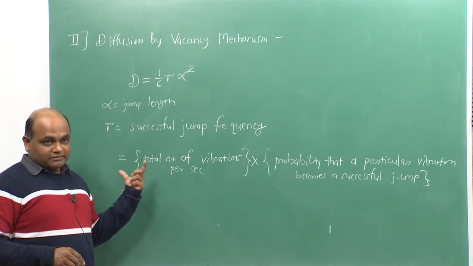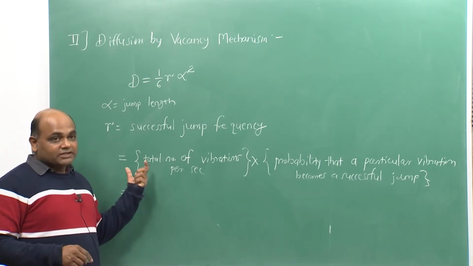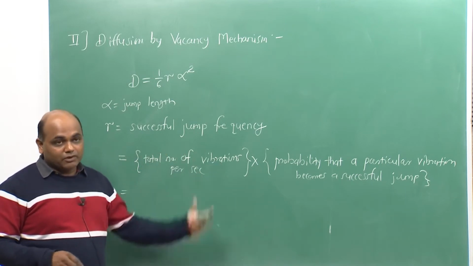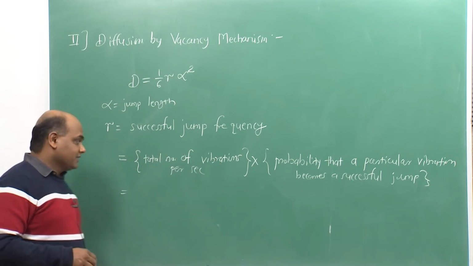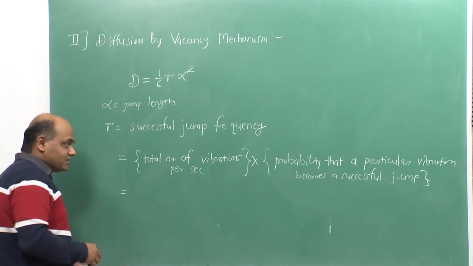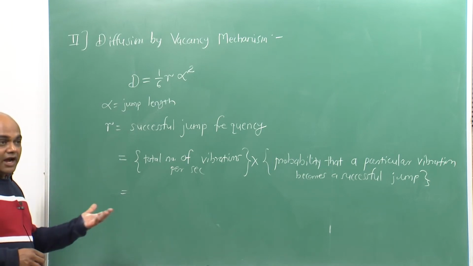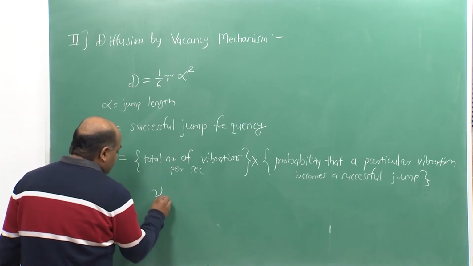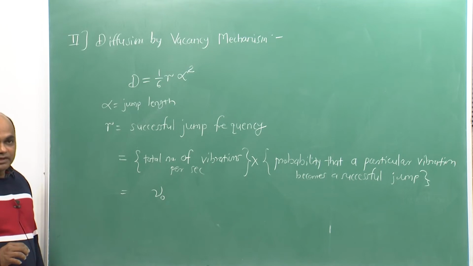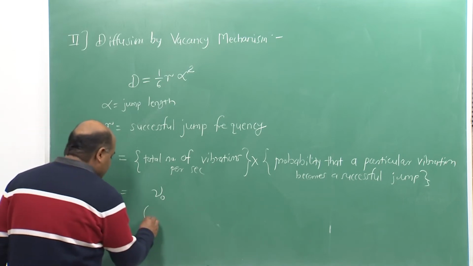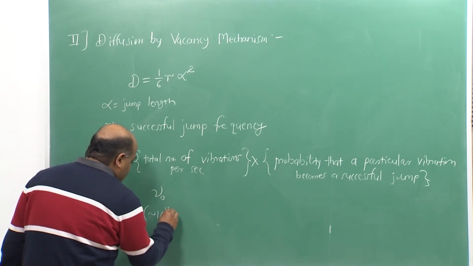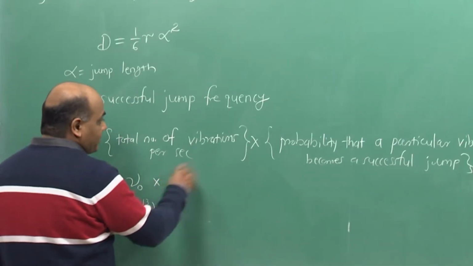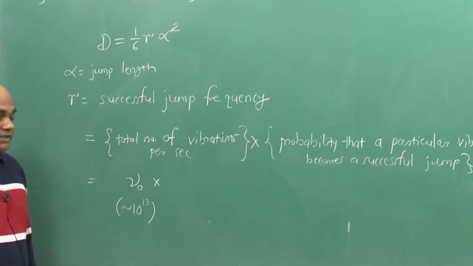Each vibration of an atom, we can consider it as an attempt to jump onto the next site, right. So, the total number of vibrations is the total number of attempts that the atom makes per second to jump onto the next site, and it will be equal to nu 0, the Debye frequency, which is roughly constant at 10 to power 13. And what is the probability that a particular vibration will be successful?